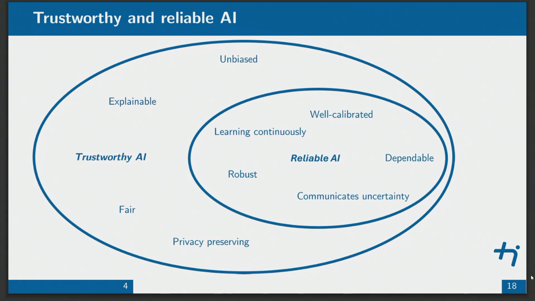So reliable AI includes terms like well-calibrated models that are not too overconfident, models that are dependable, models that are robust if the data changes slightly, continuous learning, and also the term that I really like is uncertainty communication, so that the model communicates when it's not 100% sure about a prediction.